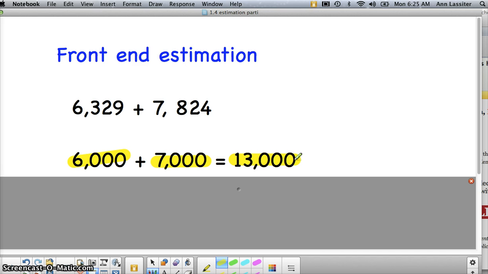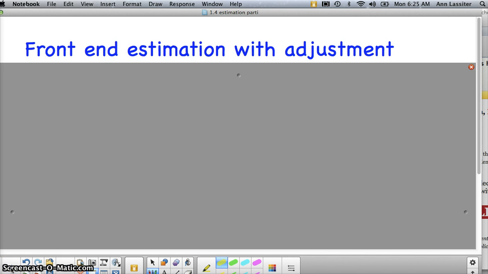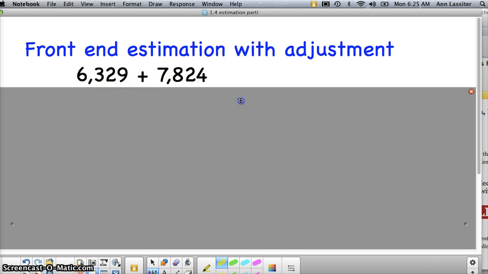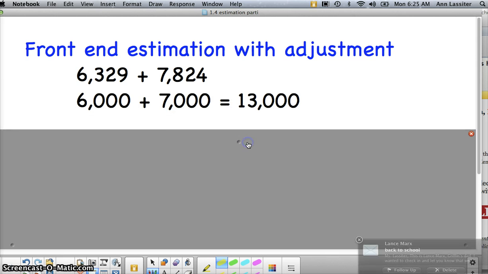This estimate is not quite as accurate as before because we have not taken into consideration anything past the thousands place value. The next type of rounding is called front-end estimation with adjustment. So rounding to the nearest thousands is very similar. We start it like we did before.